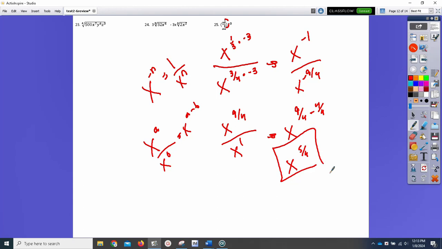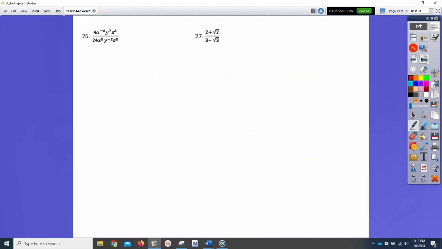Ta-da! It's not magic. It's knowing rules and properties. That's all math is. Rules and properties, forms and function. And, oh, there's just more. I'm going to stop here because I actually have to start doing some grading.